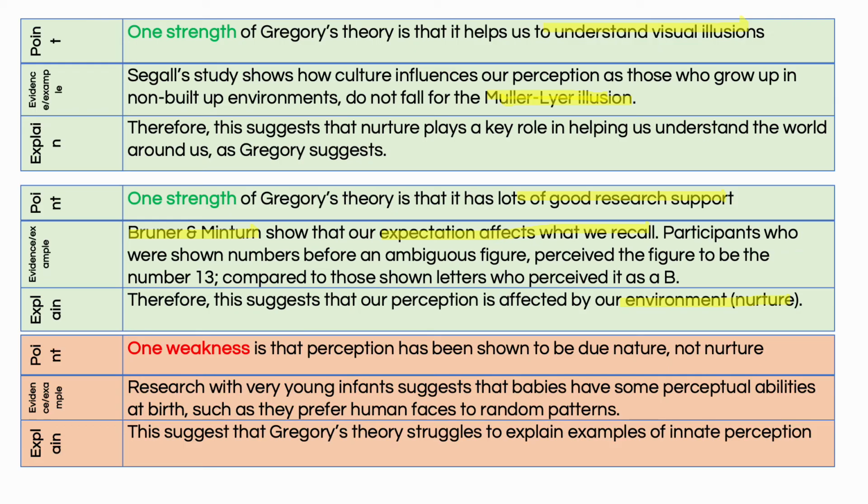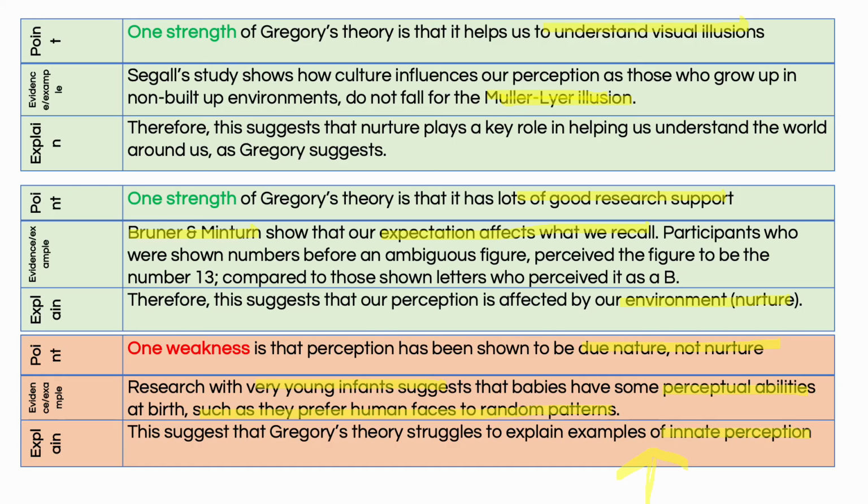And then finally, a criticism is that it is due to nature, not nurture. So you would use Gibson's opposing theory and some contradictory evidence that showed newborn babies or very young infants have the ability to perceive from birth, and they preferred human faces to random patterns. So it suggests that Gregory's theory doesn't explain why we are born with perception, so innate, natural perceptual abilities. And if you don't want to learn that study, you can go back to my Gibson video where you've got the Gibson and Walk experiment, which is a similar one to this study, but it is about the fact that the babies could perceive the edge of the cliff and didn't go any further. Again, showing perception is something that's innate.